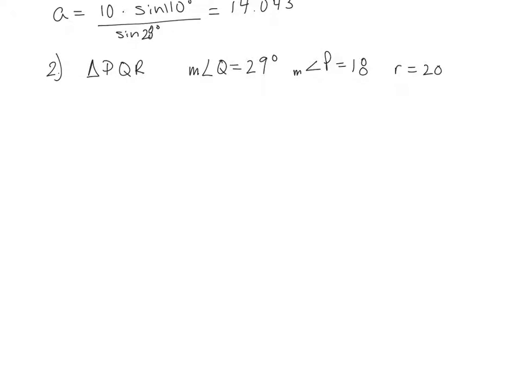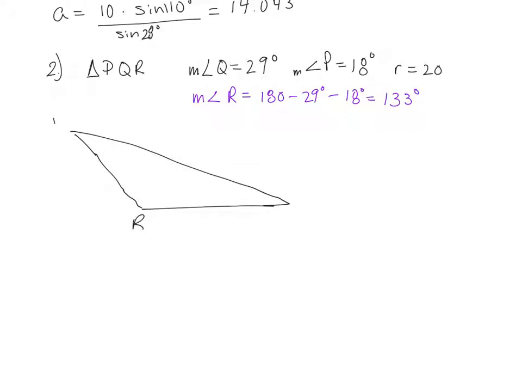So the first thing I want to go ahead and do to help us draw our triangle to scale is I want to make sure that I find the other angle. So to find the measure of angle R, the measure of angle R is just 180 minus the other two angles, which gives us 133 degrees. So as I'm going through and drawing that triangle, I'm going to put R at the bottom because I know R is my obtuse angle. So I'm going to go ahead and put angle R here. It doesn't matter where you put P or Q. You'll get the same triangle either way.